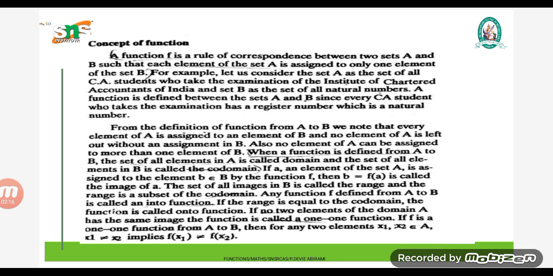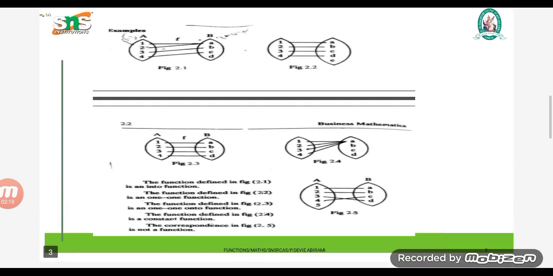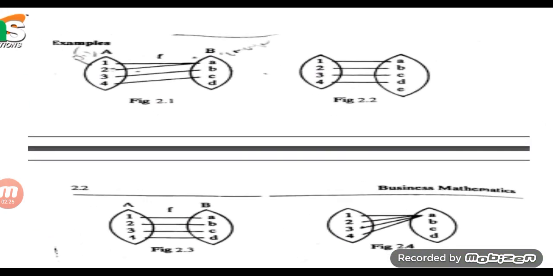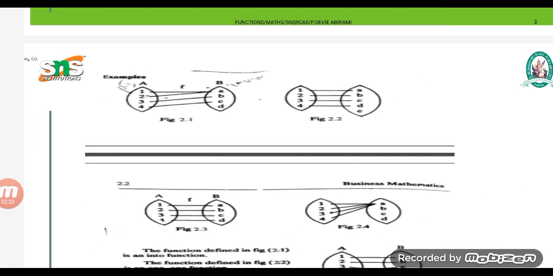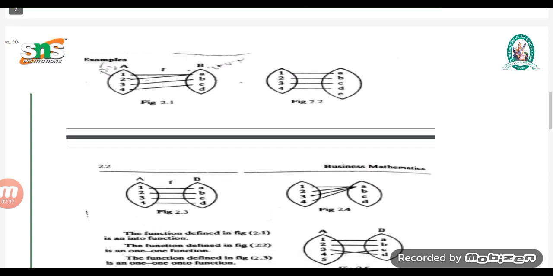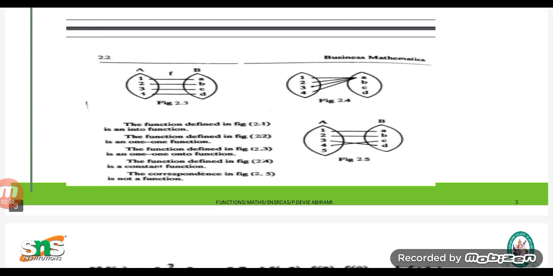These definitions are explained through diagrams. In my first example, it is an example of an into function. In an into function, all the elements in capital A are assigned to elements in capital B. If an element is left over in B, it is no problem. The function is said to be an into function because all the elements in A are assigned to B. Second one is the one-to-one function. That is, the elements in capital A should map to only one element in B.